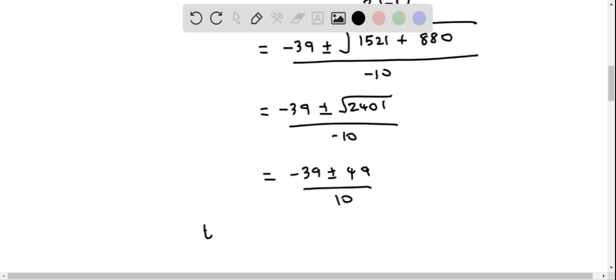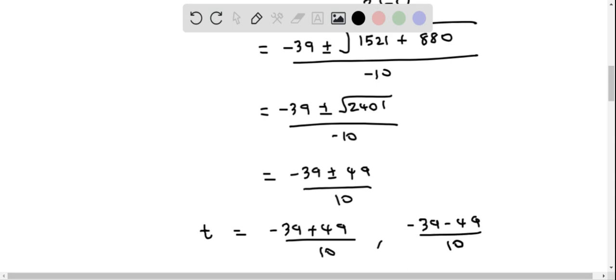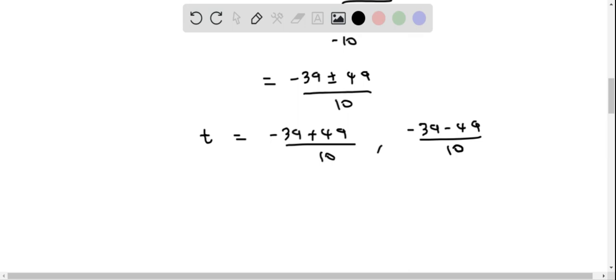So therefore there are two values of t, that is t equals minus 39 plus 49 by 10, comma minus 39 minus 49 by 10. So these are the two roots. Let's see if both are valid or one of them is not valid.